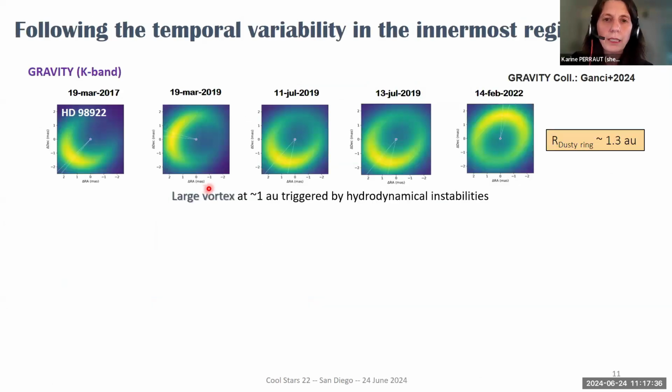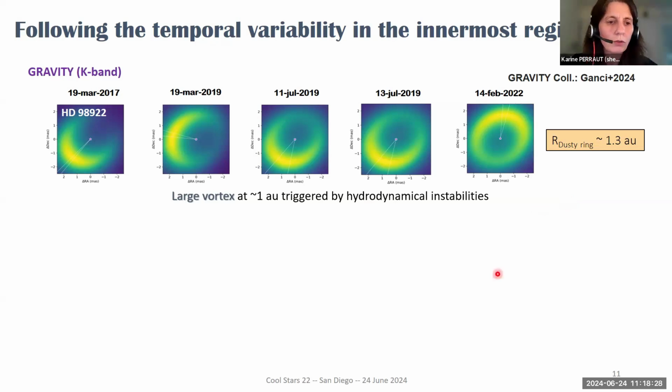Another example of the variability that we could probe with GRAVITY is for this Herbig star, for which we have more than 5 years of observations. When we reconstruct images from our measurement, we clearly see a kind of large vortex at 1.3 AU orbiting around the star. This kind of substructure at such small scales should also be understood. We can relate this structure with a vortex, a dust trap, or inhomogeneous illumination of this inner rim.